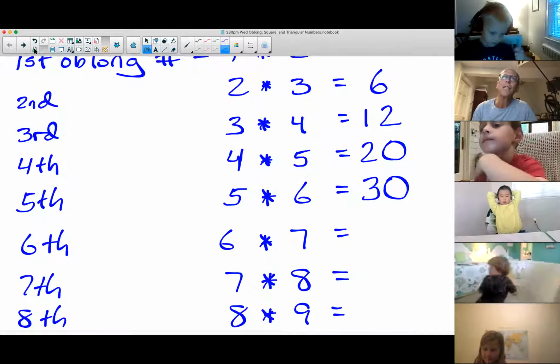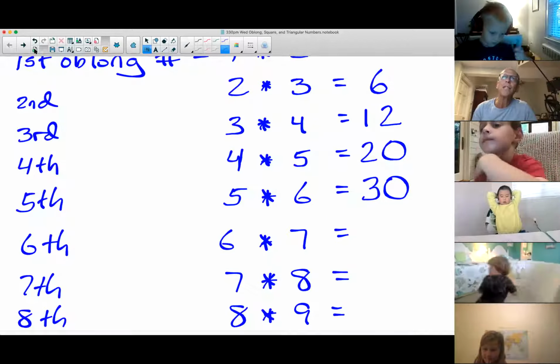Now, watch what I'm going to do. I'm going to grab another 2 fives. And let's keep going. After 30 comes 40. And wait a minute. So that means that we've added on another 10. And who knows how much is left over? 2. So what is 7 times 6? 42. That is the next oblong number. So 42 is the 6th oblong number.